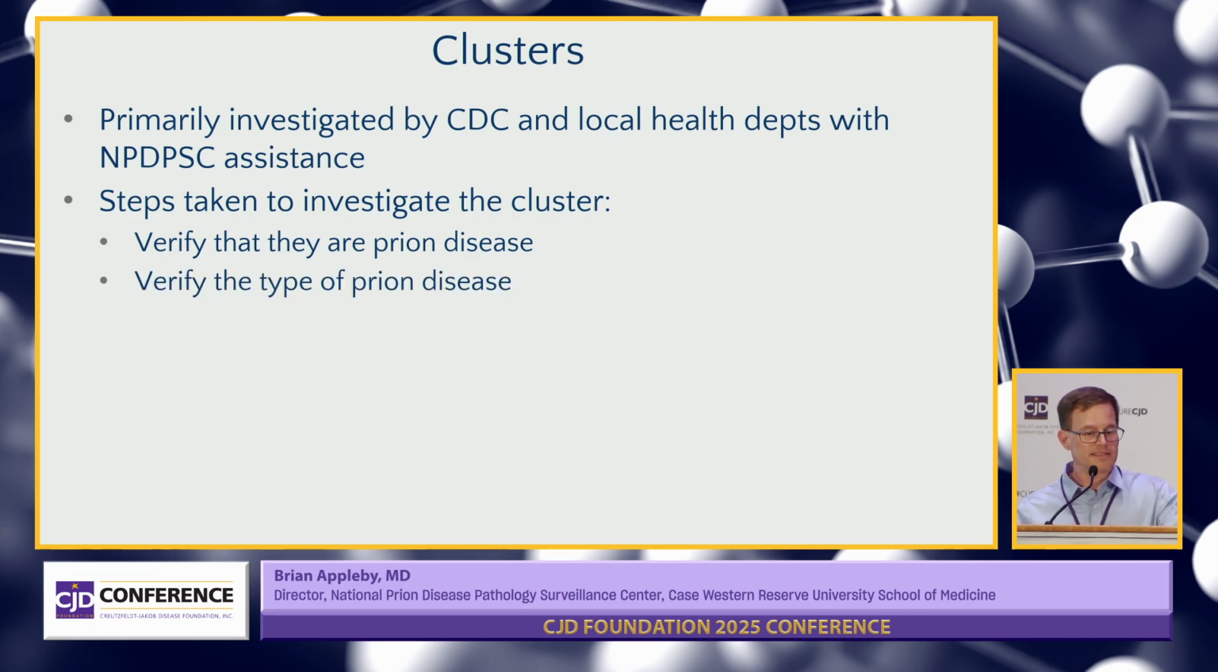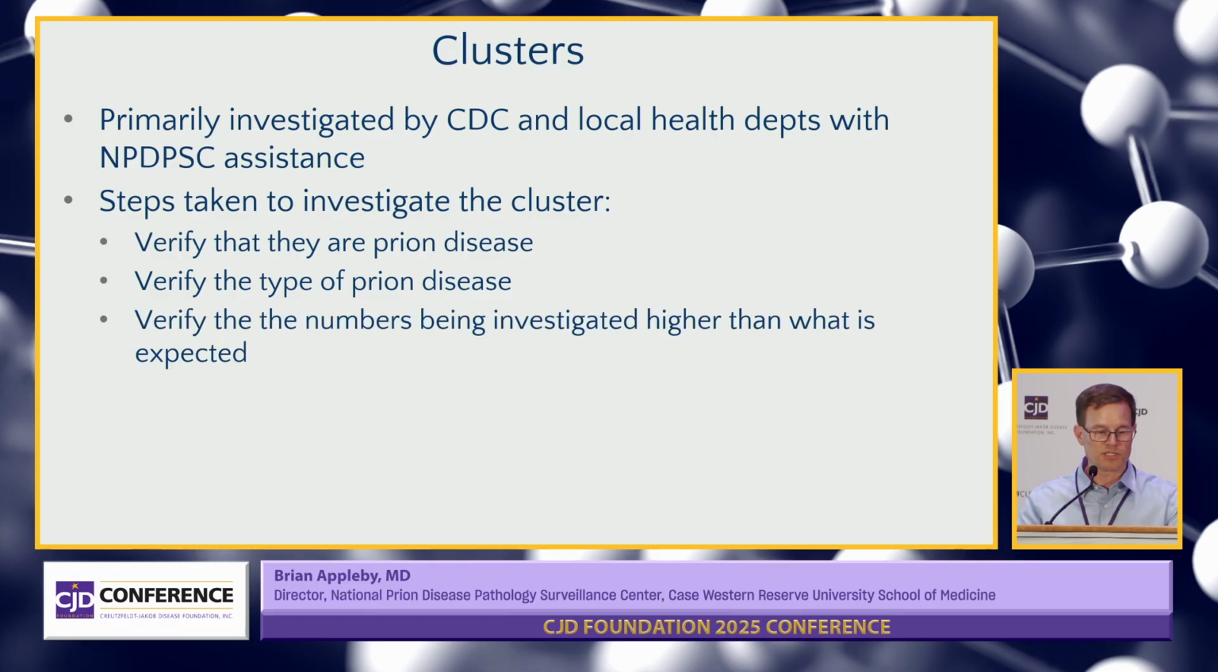We have to verify the type of prion disease. So again, when we're investigating clusters, our primary concern is that there's some type of common risk factor. So if we see that these are 2 cases of genetic CJD that may be even related to one another, that's not really a concern for an acquired risk factor or common exposure. We would expect that with genetic CJD.